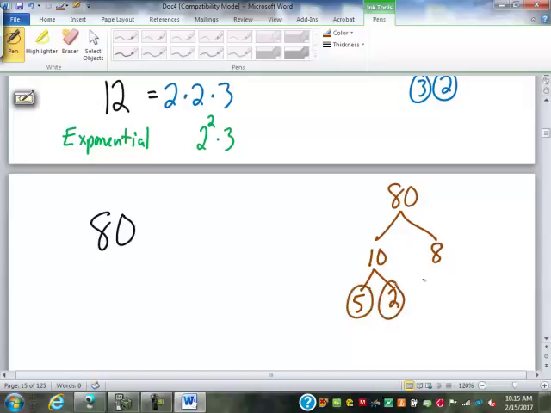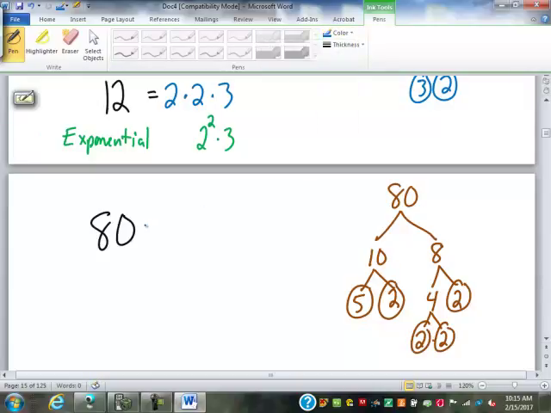Both of those are prime, so we're going to circle them. 8, of course, can be split up. What's the number that goes into 8? 4 and 2. Okay? So the 2 is prime. I'm going to circle it. But the 4 can be split up into 2 and 2. So those are prime, so we're now done.